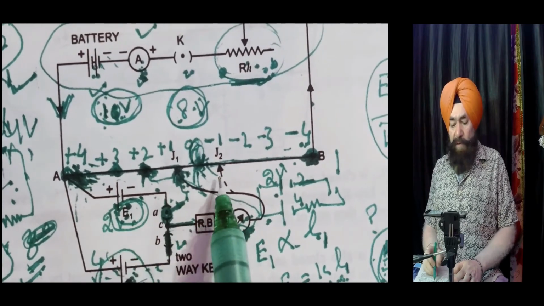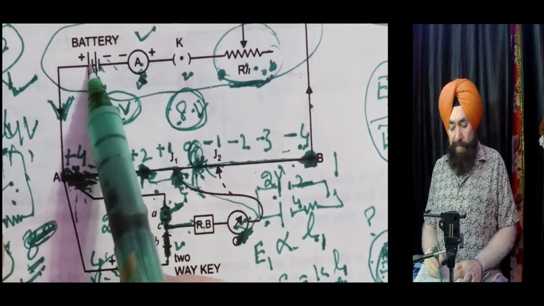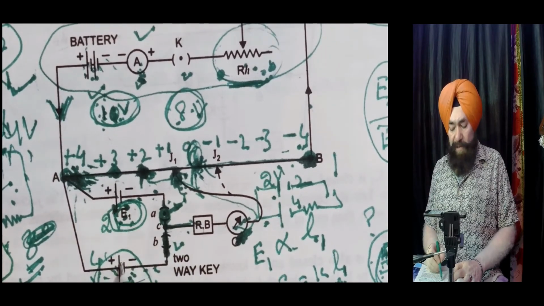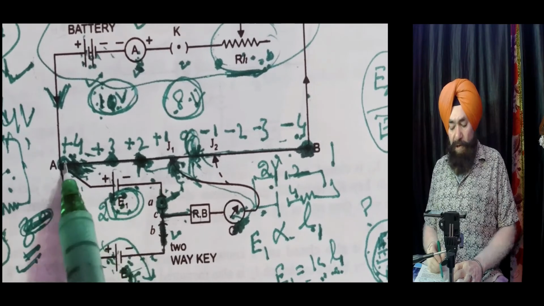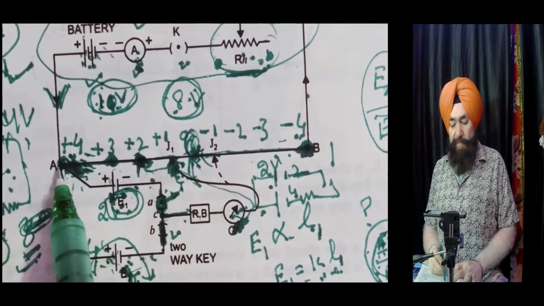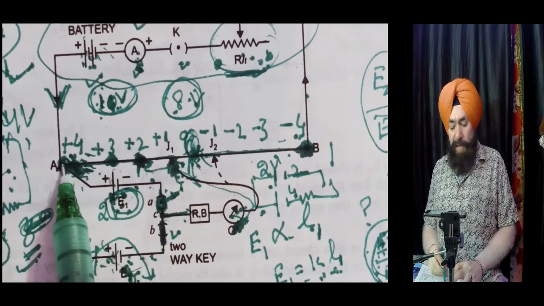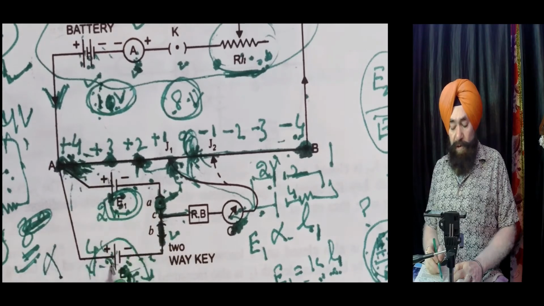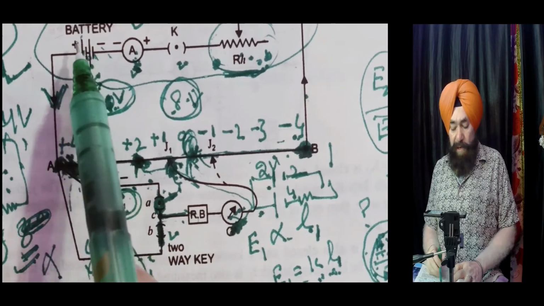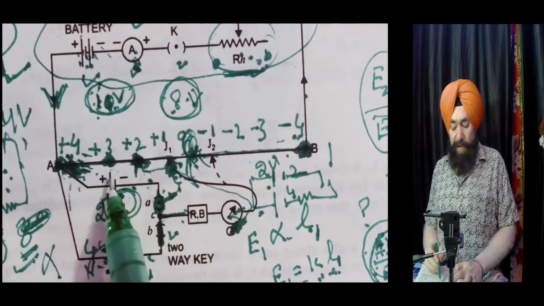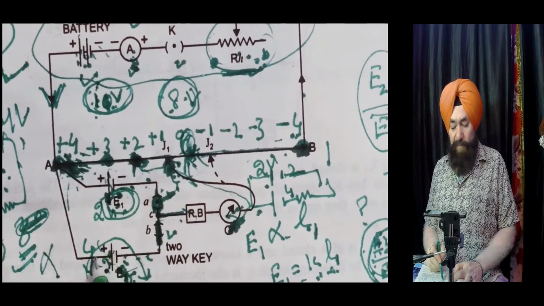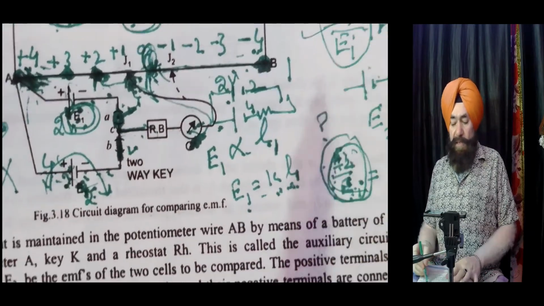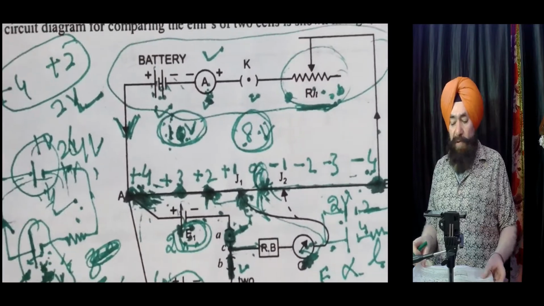Now, a very important point: when you make the connection, the positive pole of the battery, the positive of this cell, and the positive of this cell should all be connected at one end. Your circuit will not work if you ignore the polarity. Positive pole of the battery and positive of the cells should all be at one point. Okay, this is how we compare the EMF of two cells.